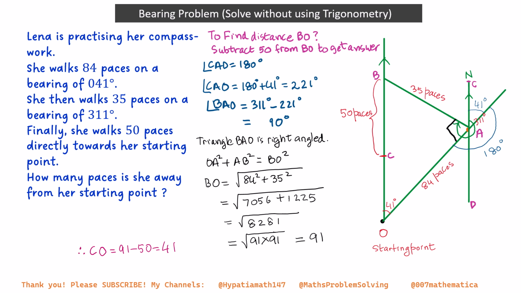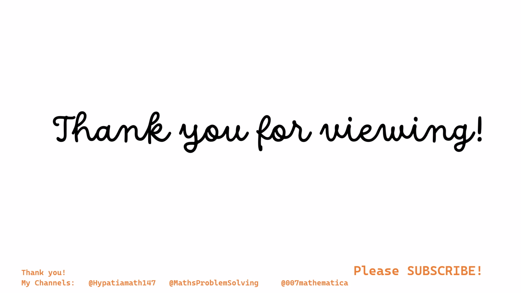So this is CO. So that's 91 minus 50. So this whole thing is 91. So 91 minus 50, that's 41. So the answer would be 41. So I can write here that the answer is 41.